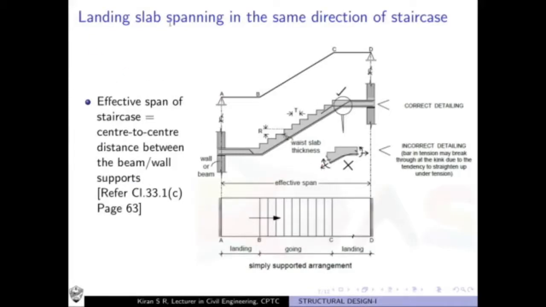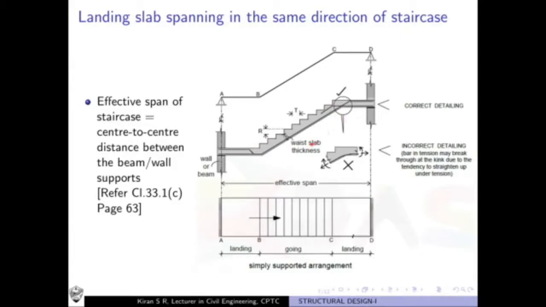So the landing slab spanning in the same direction of the staircase. You just observe here, this is the flight of steps, and you have landing slabs here and here, and these landing slabs are spanning in the same direction. They are supported in the same direction of the flight of steps itself. Okay, so that is what is meant by landing slab spanning in the same direction of staircase.